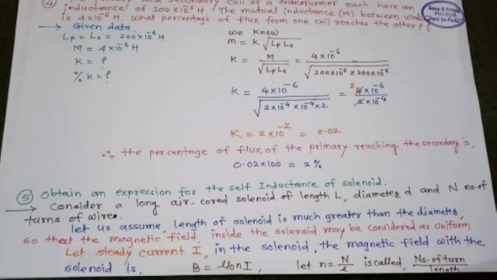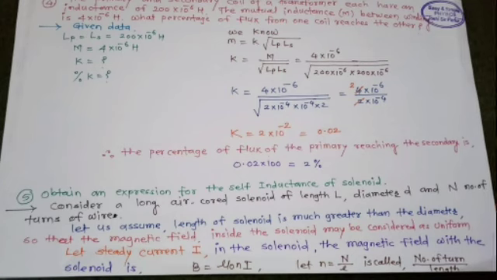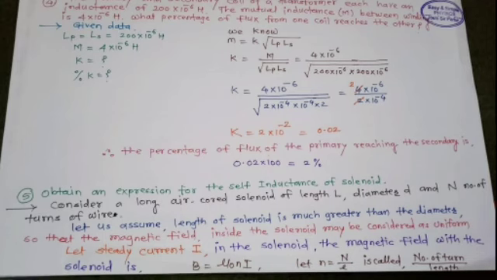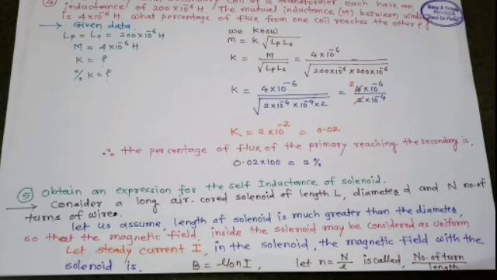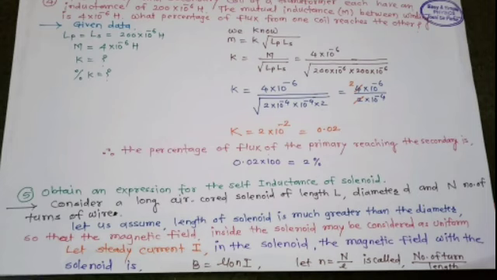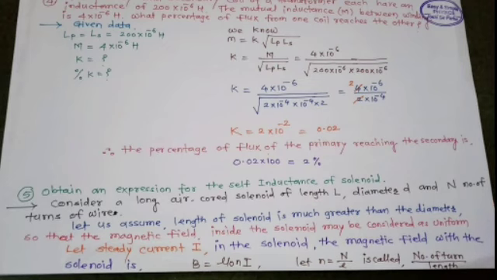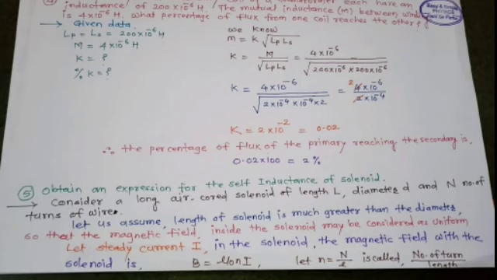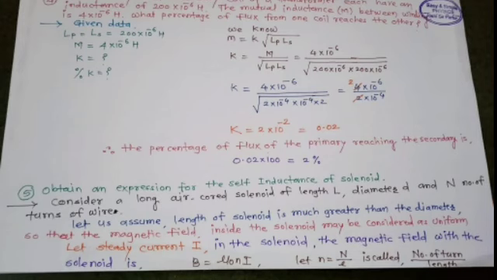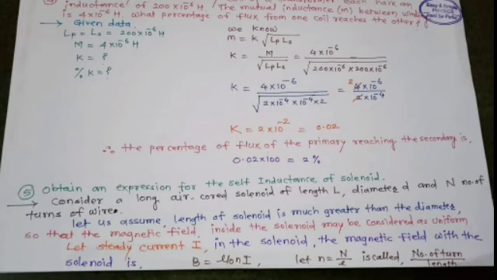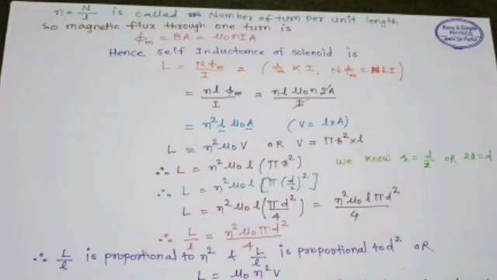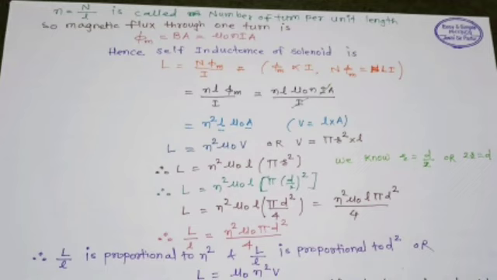Let us consider I to be the steady current in the solenoid. The magnetic field within the solenoid is B equal to mu naught n I. Let small n equal to capital N upon small l, which is called the number of turns per unit length.